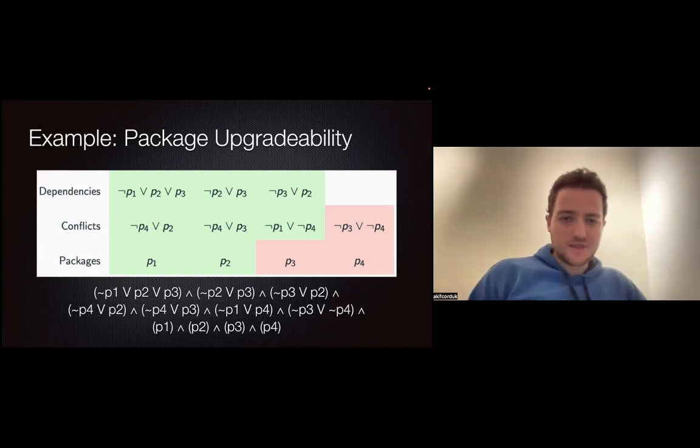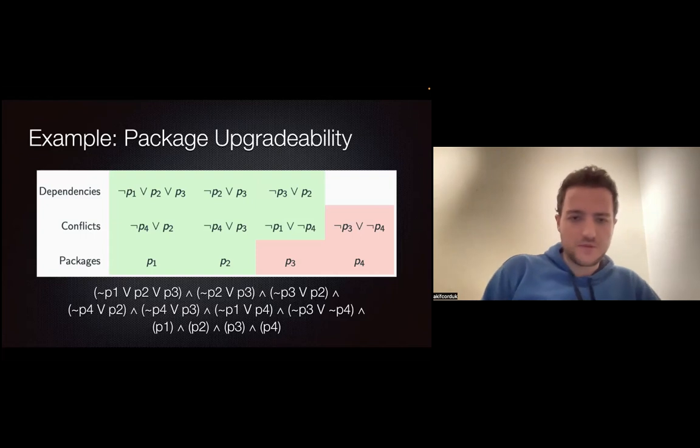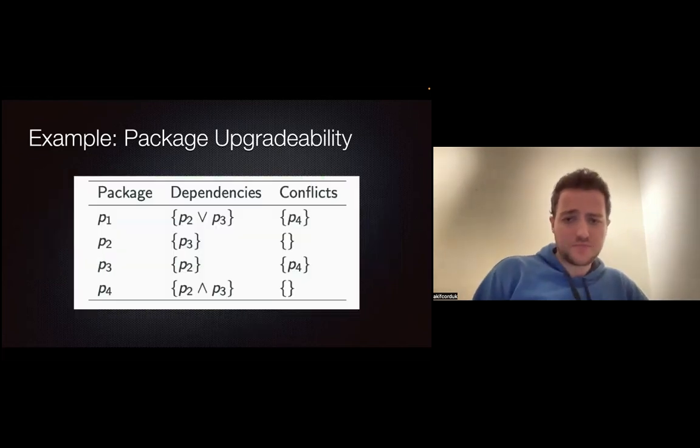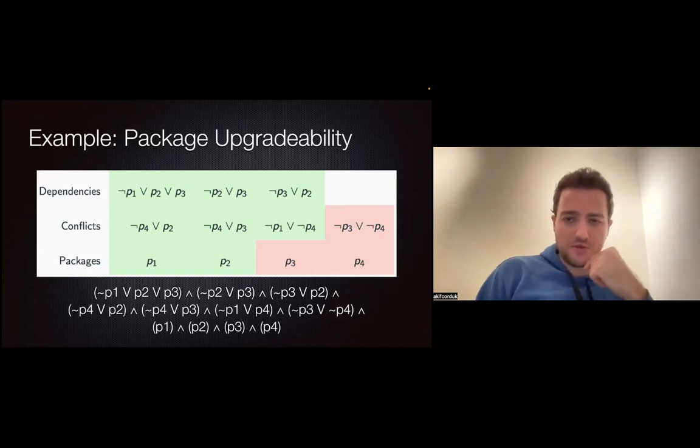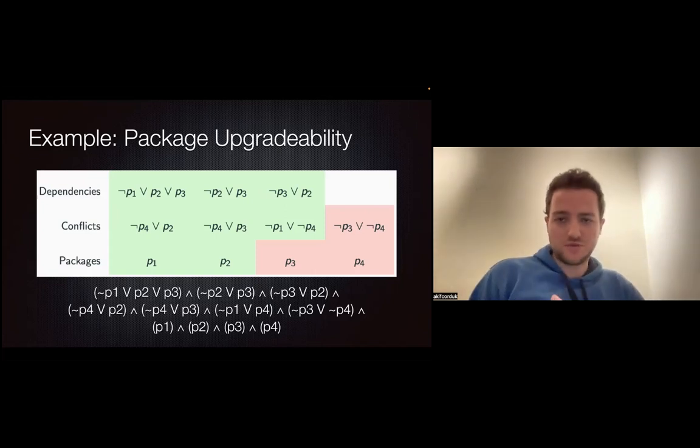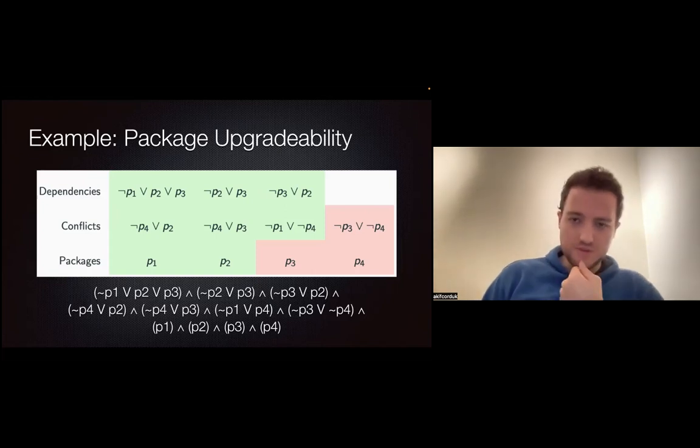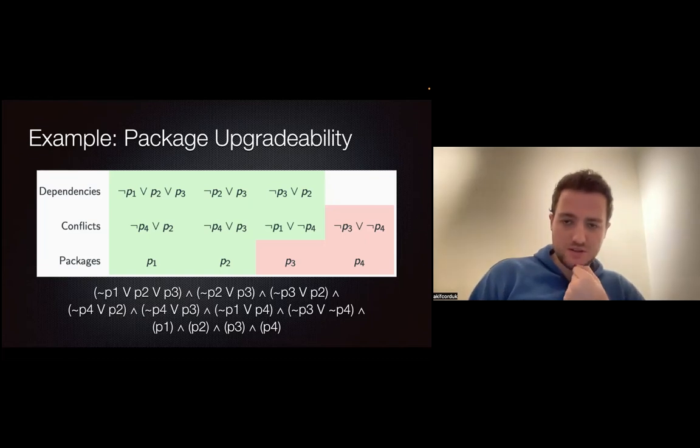For the conflicts, we want to make sure, if you remember, let's say P1 has a conflict with P4. In order for P1 to be installed in the system, P4 should not be installed. So if P1 is 1, which means not P1 is 0, then P4 should be 0, so that this clause is satisfiable.